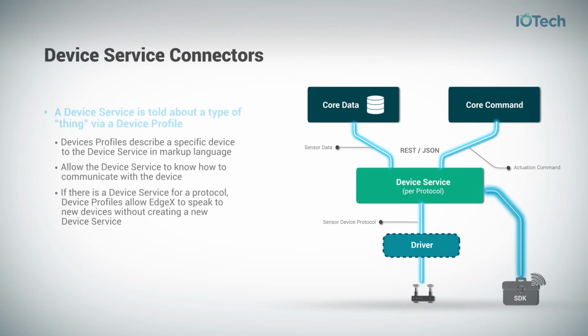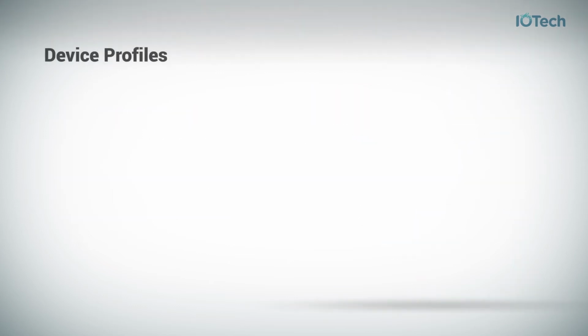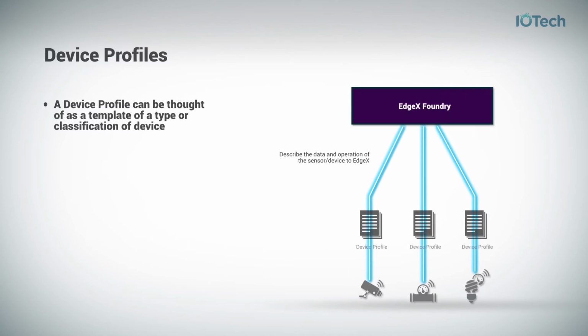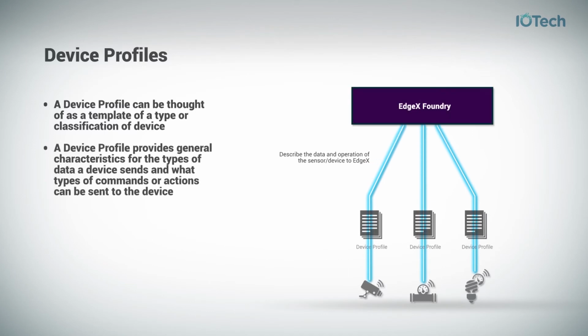Device services are informed about the specifics of devices they talk to through something called a device profile. A device profile is a markup language document, specifically a YAML document, that describes the type of device or sensor and how to communicate with it via EdgeX. A device profile outlines the types of data that the sensor will send out. A device profile also describes the commands that can be issued to an actuatable device.